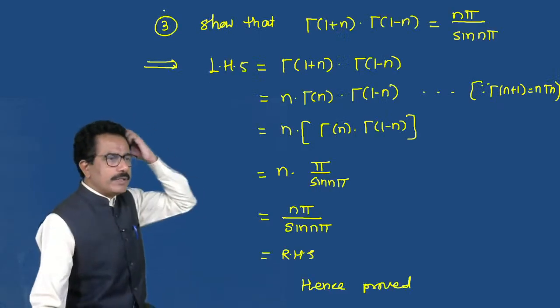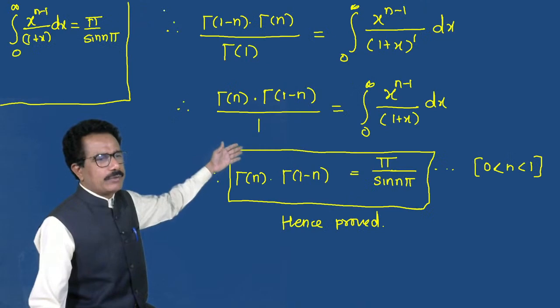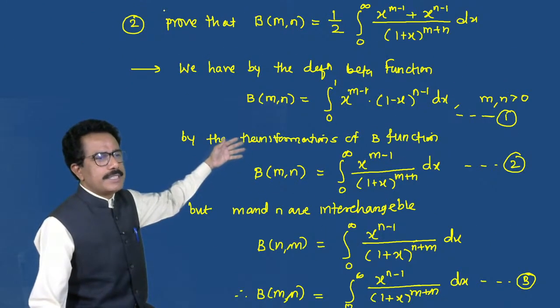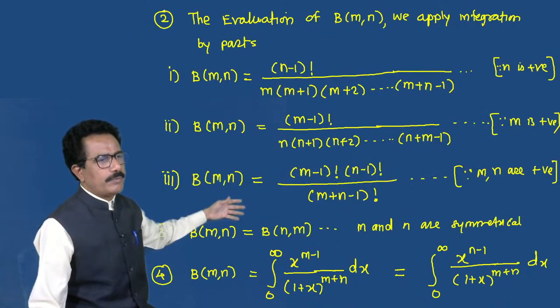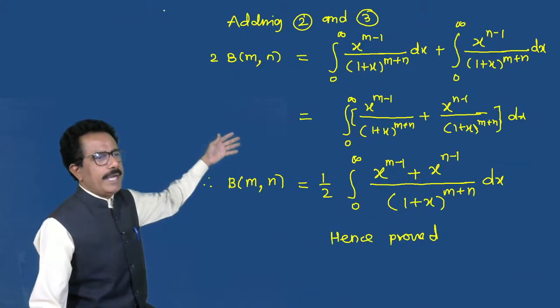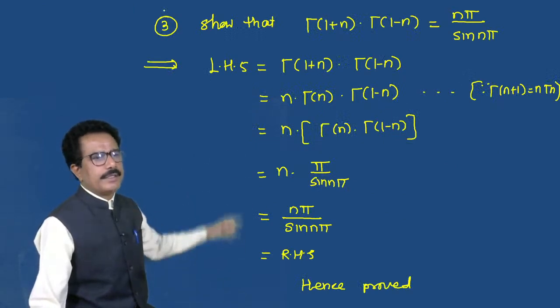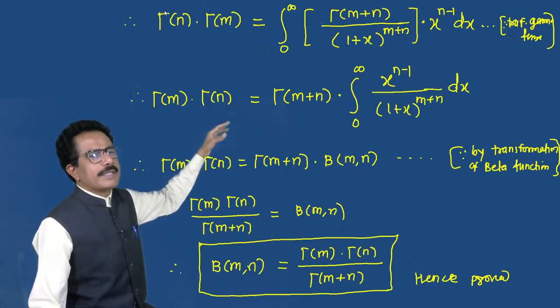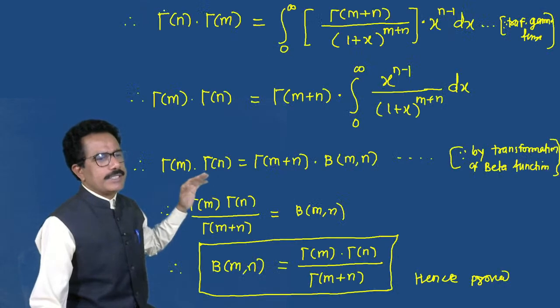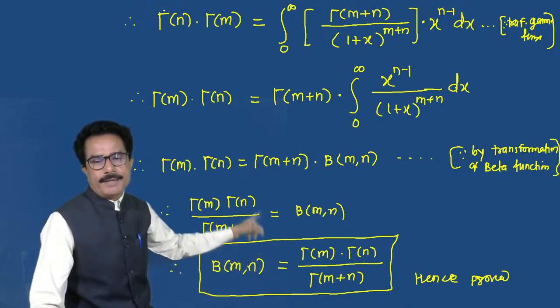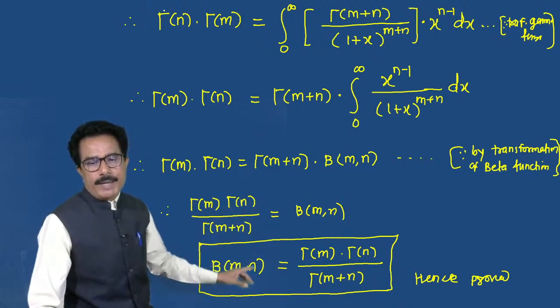See this, we have proved these three properties. लक्षात घ्या, 1 2 3 प्रॉपर्टी आपण प्रूव्ह केलेले आहेत. See this, these are the three. Okay, we have proved this, this and this. Now we have to solve the problems based on this. आता याच्यावरचे प्रॉब्लेम सॉल्व करायचे. बीटा m कॉमा n which is equals to gamma m into gamma n divided by gamma of m plus n.